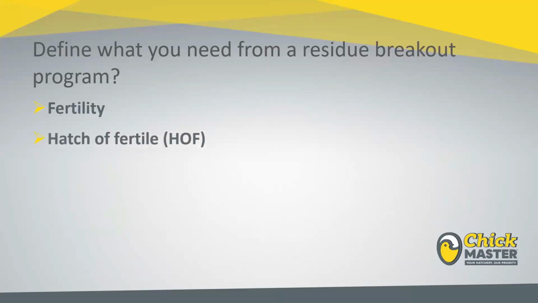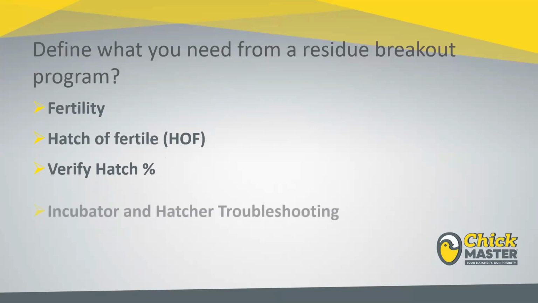To take it a step farther, now that we have that fertility and we know what our actual hatch is, you could also utilize the residue breakout data to help determine what your hatch of fertile is, which is more of a true means of measuring performance in a hatchery. Once the residue is completed and we want to take things a little farther, we can use it to verify our hatch percent. So if I complete a residue breakout, it'll provide me a residue hatch percent, and I can just compare that to my actual.